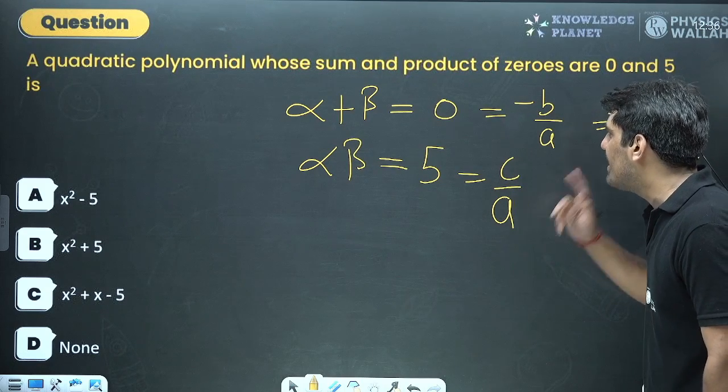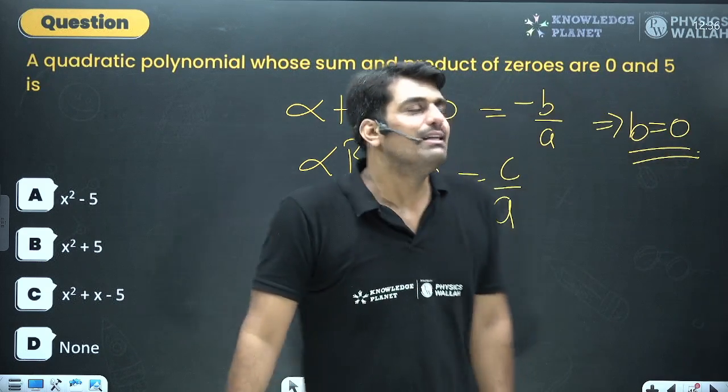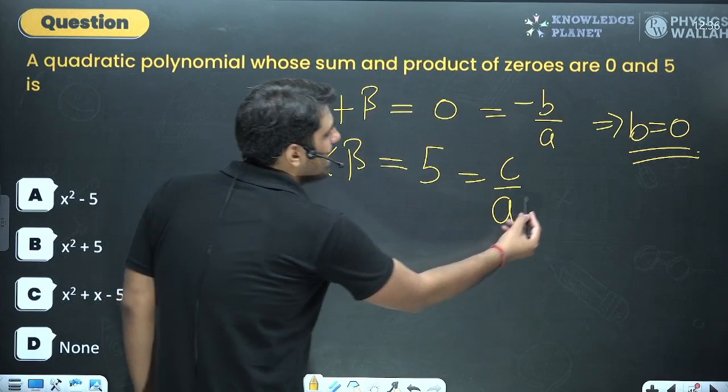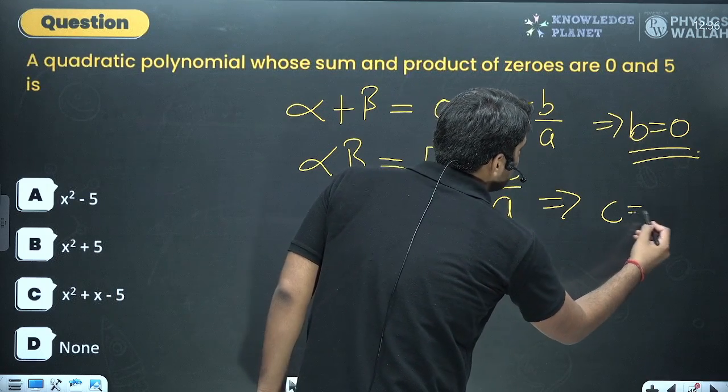What about this c by a? In this scenario, you can observe that a would have been 1. So in this case, the value of c can be taken as simply 5.